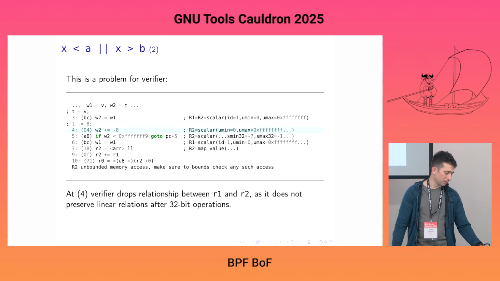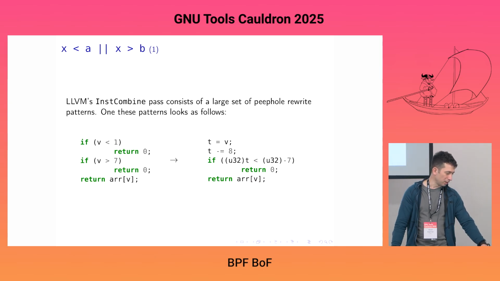Yeah, and for the verifier, it basically breaks the code again. For the original program, if the verifier follows the false branch of this conditional, it knows that v is greater than or equal to 1. Then it follows the false branch of the second conditional, and it knows that it is also less than or equal to 7. And then it can access memory at a certain offset.